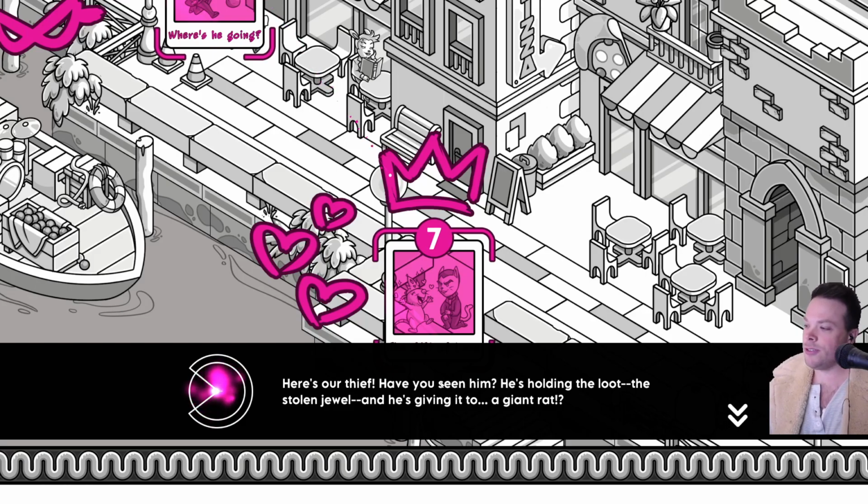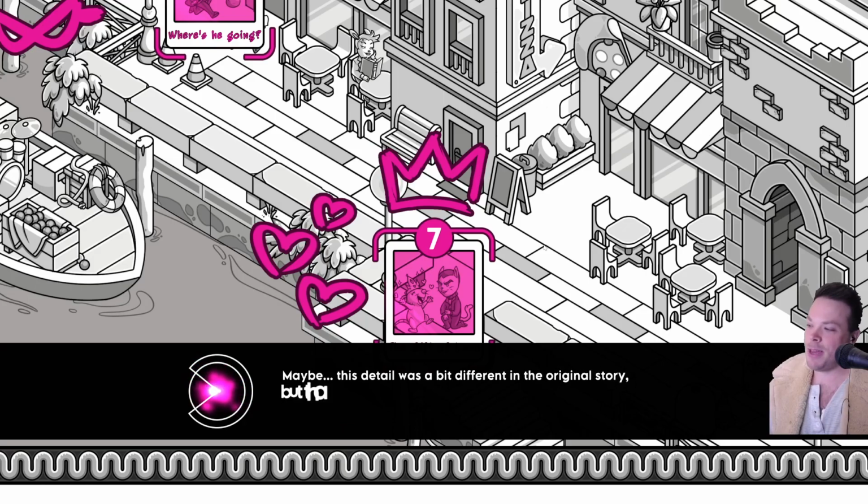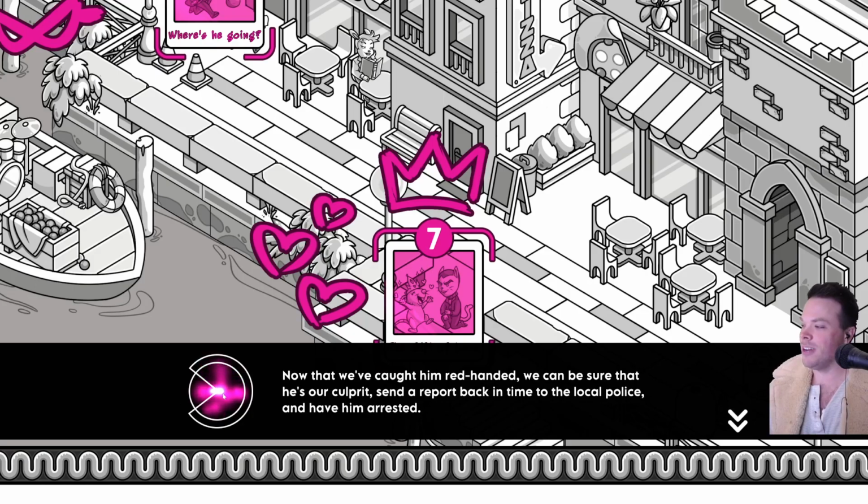He's holding the loot, the stolen jewel, and he's giving it to a giant rat. Maybe this detail was a bit different in the original story, but that doesn't matter. AI has the right to some creative freedom after all. The AI have no rights. Boo! No rights for you.